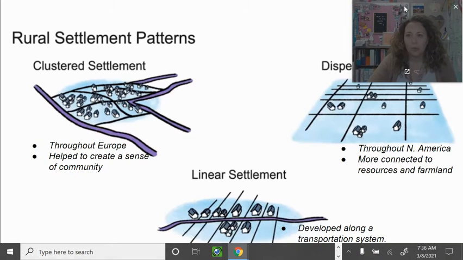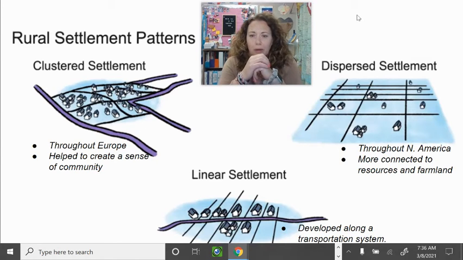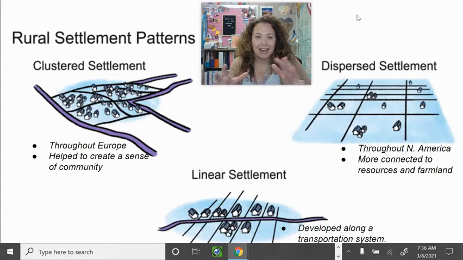So, rural settlement patterns. Throughout human history, when people have developed a town or a city, this is the way the houses have been settled. I know this seems strange to put in our rural farming unit, but I promise it connects in a minute. The first one over here is clustered settlement. This was basically old European villages. As you can see, the houses were clustered together, and the idea was to create a sense of community.